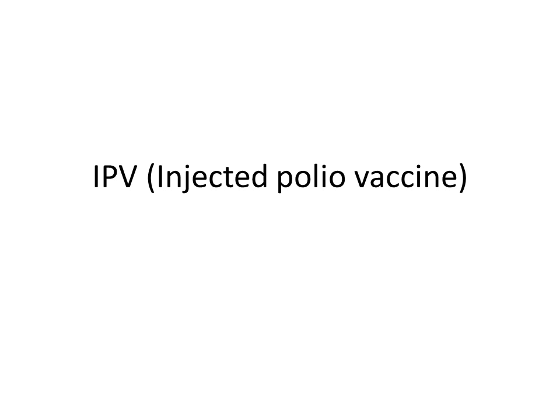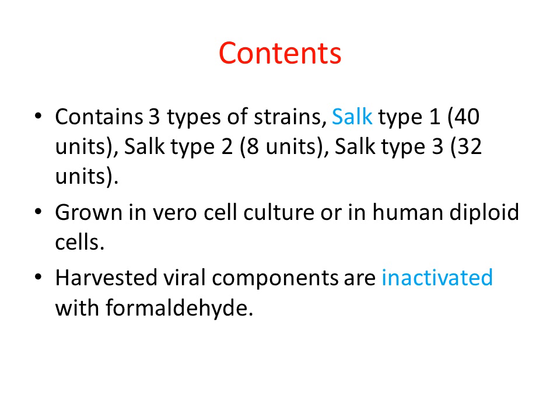Now we will discuss the injected polio vaccine. The contents of the injected polio vaccine are three types of strains: Salk type 1, 40 units, Salk type 2, 8 units, and Salk type 3, 32 units. So these are the three types of vaccine strains. This is grown in Vero cell culture or human diploid cells.